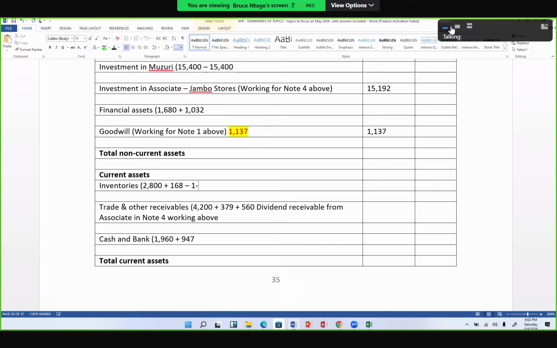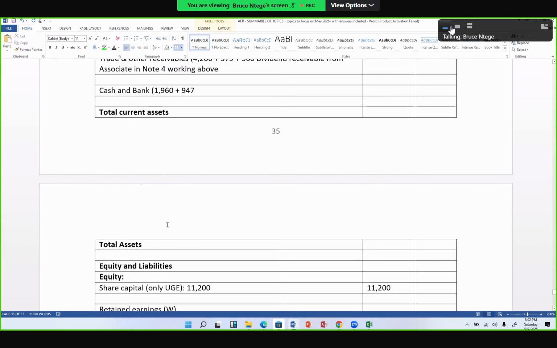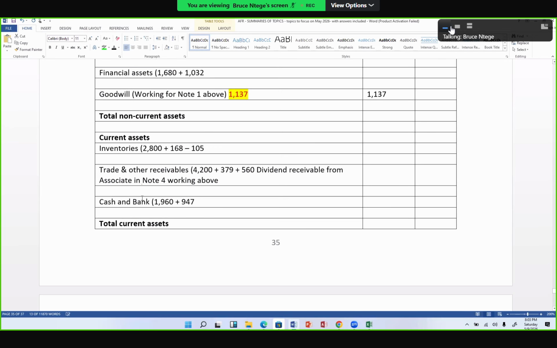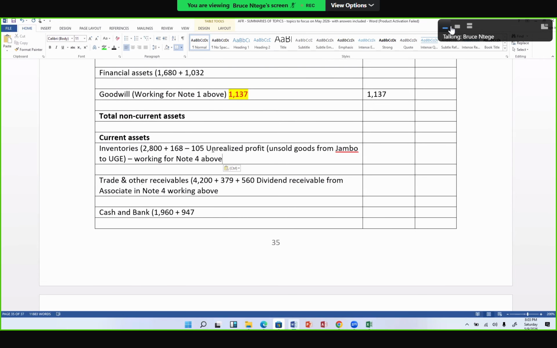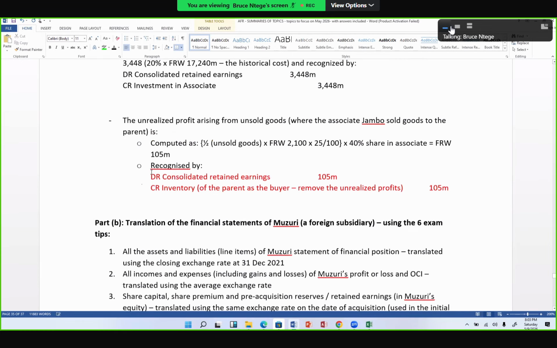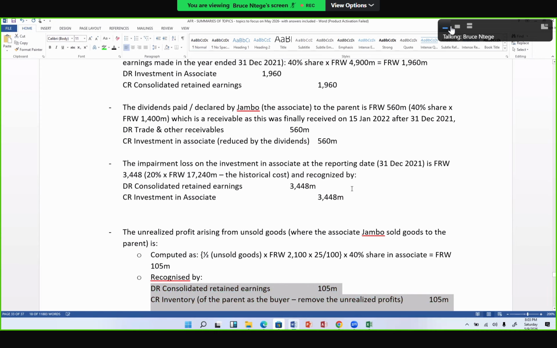105. Okay, let me just pick the same explanation so that I don't have to take long on it. So it's unrealized profit. I come and post it there for your reference to know where that comes from. That's the unrealized profit for the unsold goods from Jambo to UGE based on the working in note 4. So you realize that note 4, I'm fully done with it. I've posted everything I put in red that had not been posted. So it's all cleared now, which means that note 4 and note 1 are cleared.